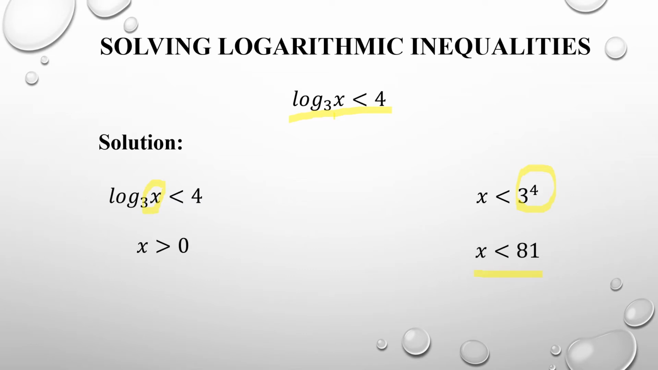So pag-combine natin yung dalawang nakuha natin. Therefore, we have x is greater than 0 but less than 81. Or, sa interval notation, we have 0, 81. Or, parenthesis yung gamit natin since hindi kasama sa solution set ang ating 0 at 81.